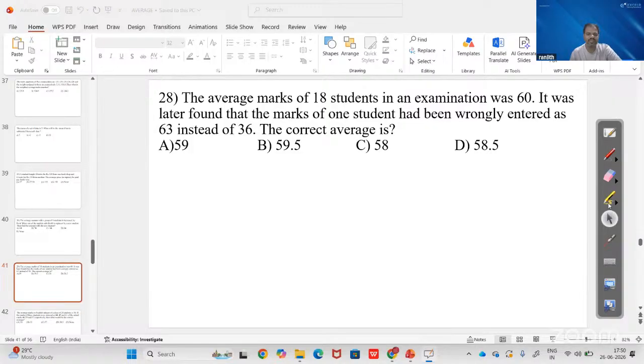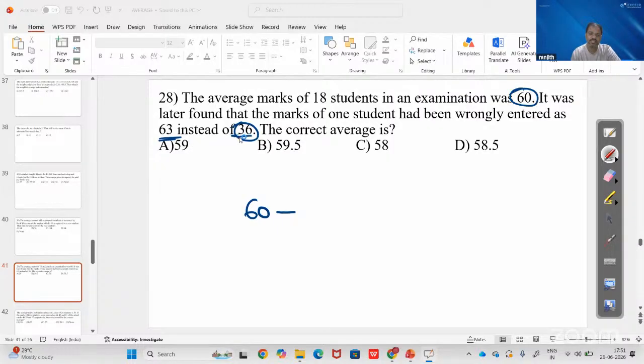The average marks of 18 students in an examination was 60. It was later found that marks of one student had been wrongly entered as 63 instead of 36. The correct average will be. So general average is 60. So one student's marks have to be entered as 36, but he entered 63. In the sense, more marks he entered, finally initial average is 60.